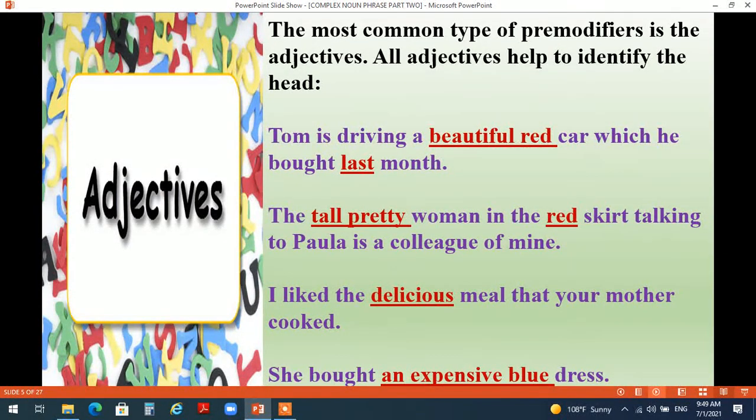And in the last example, she bought an expensive blue dress. Again, dress will be the head word, which has been pre-modified by using two adjectives. We have the adjective expensive plus the adjective blue. So this is the way in which adjectives are used as pre-modifiers in English.